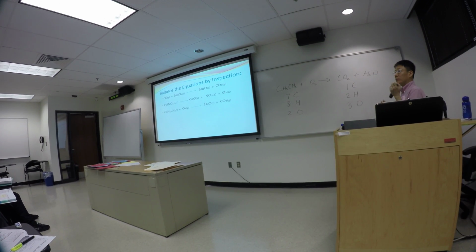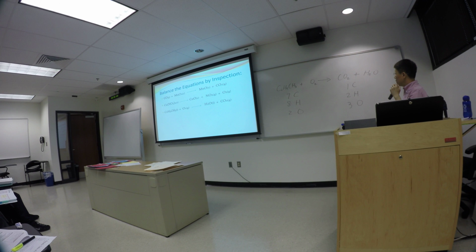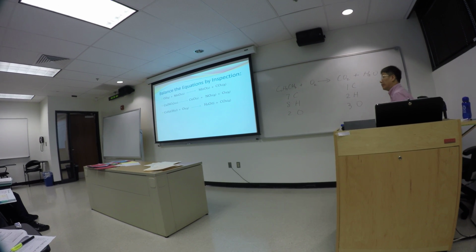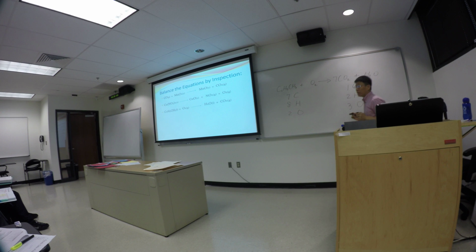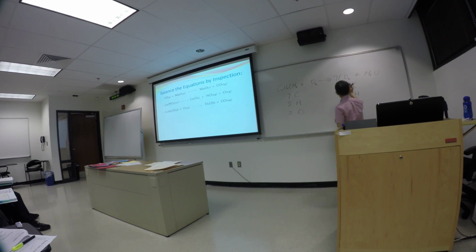So balancing the equation by inspection, what do we need to do? We balance the carbon first. What do we need to do to the carbon dioxide on the right side? Put a 7 in front of it. That will give you 7 carbons.